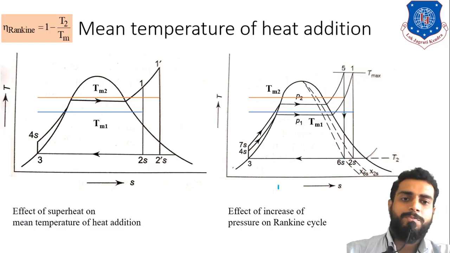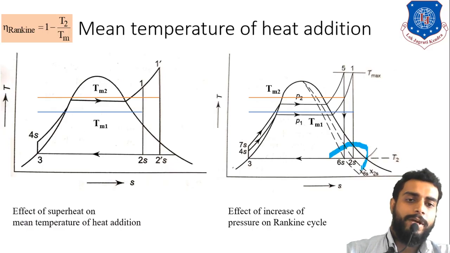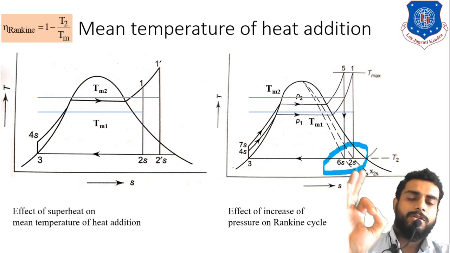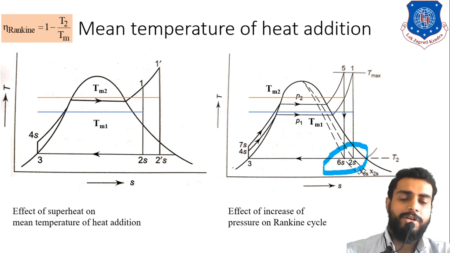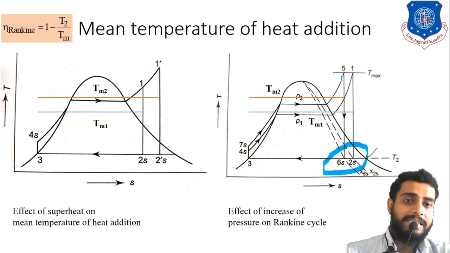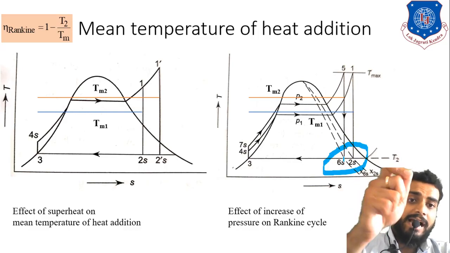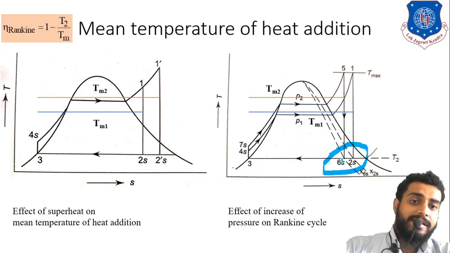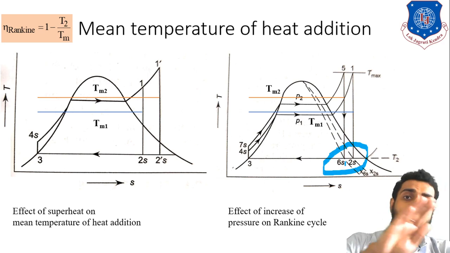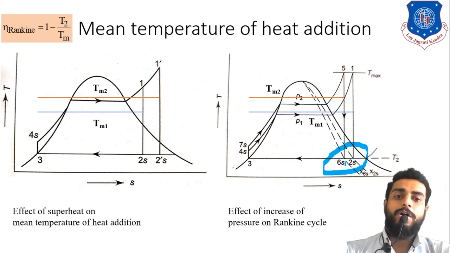Just for 2 minutes pause the video and observe these 2 points. What is the physical interpretation of this 6s and 2s? Just for 2 minutes pause the video and think about this. What is the physical interpretation? So the physical interpretation is that if you are increasing the pressure, then at the outlet of the turbine the dryness fraction is decreasing. Agree or not?